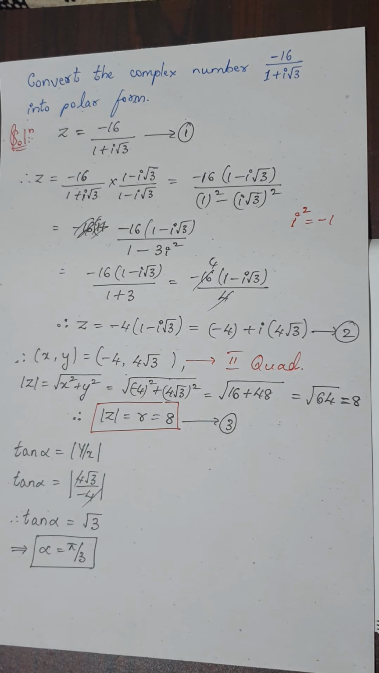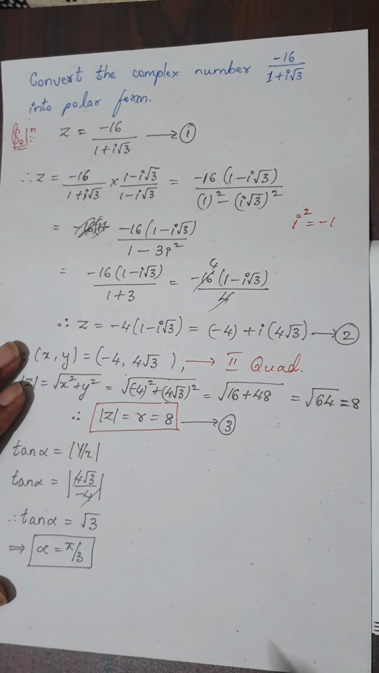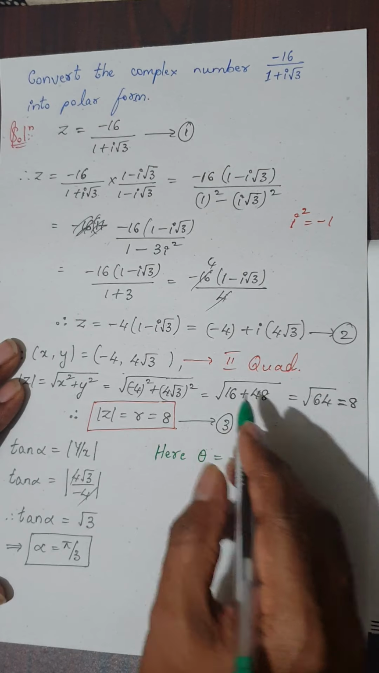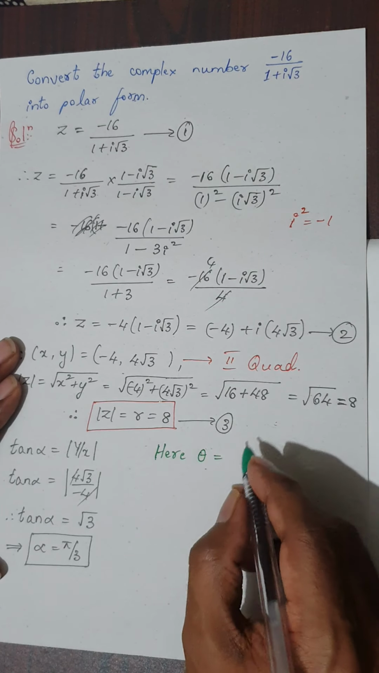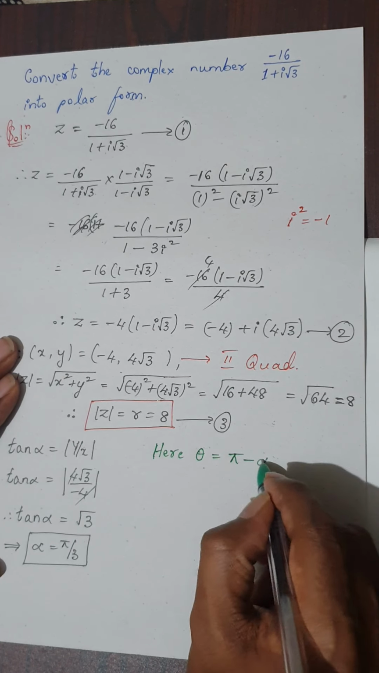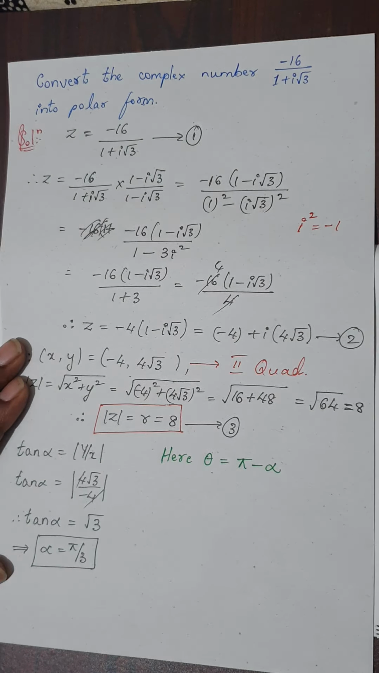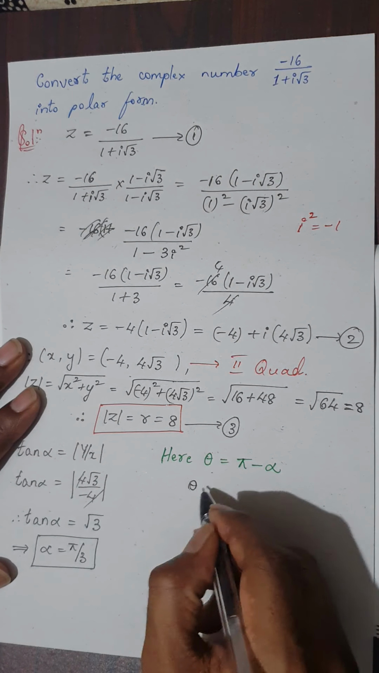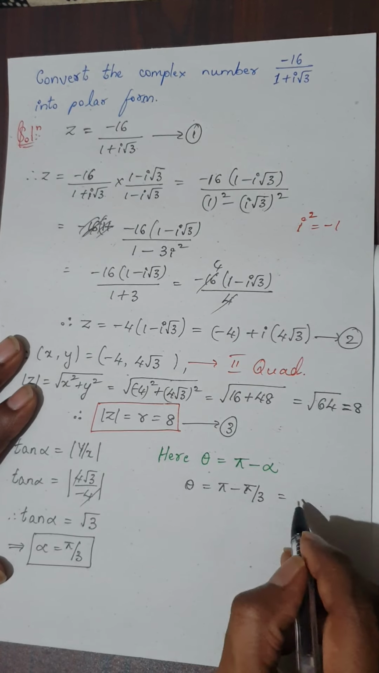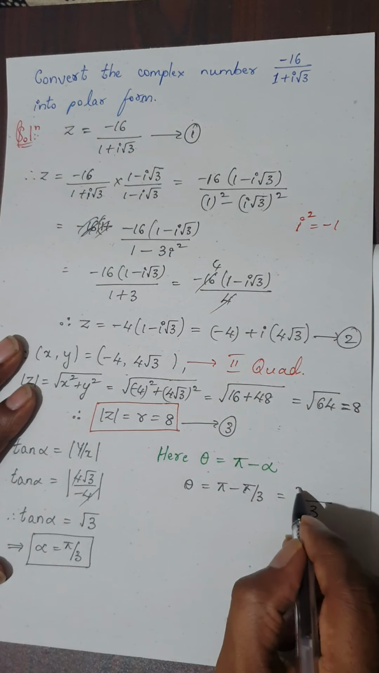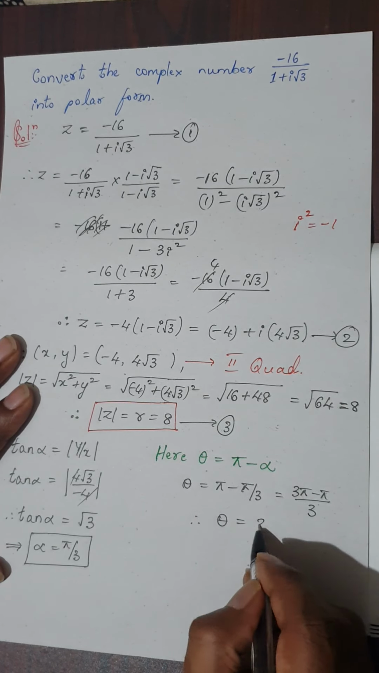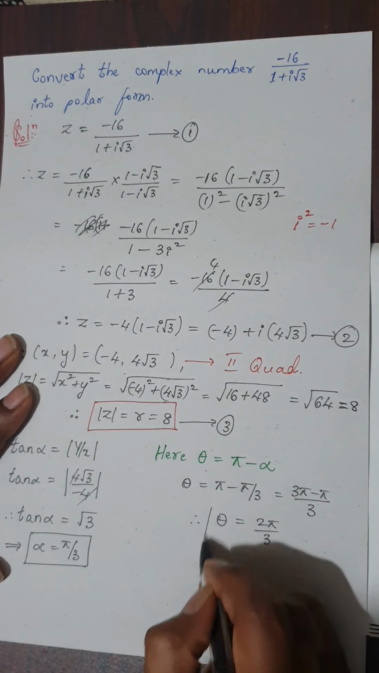Are you following? Okay, so once I get the value of alpha, let me find out the value of theta. Now which quadrant? Second quadrant. So in the second quadrant, what is the value of theta? We know it is pi minus alpha, isn't it? Hence, you get theta is equal to pi minus pi by 3. If you take the LCM, it will be 3. You cross multiply, it is 3 pi minus pi. Therefore, the value of theta would be 2 pi by 3.